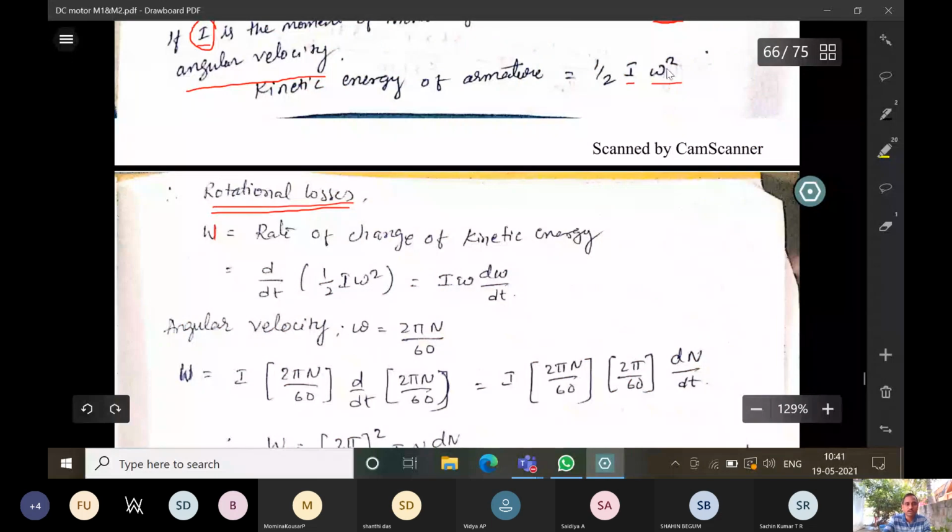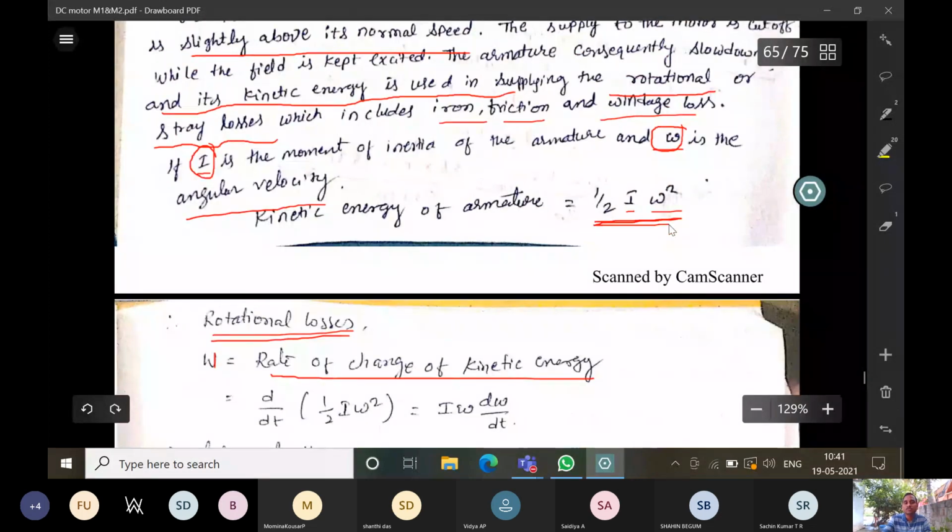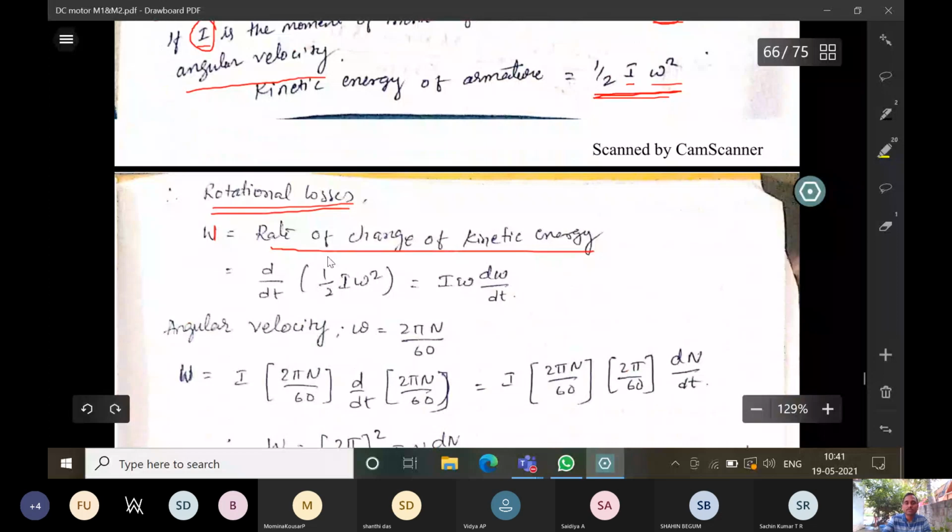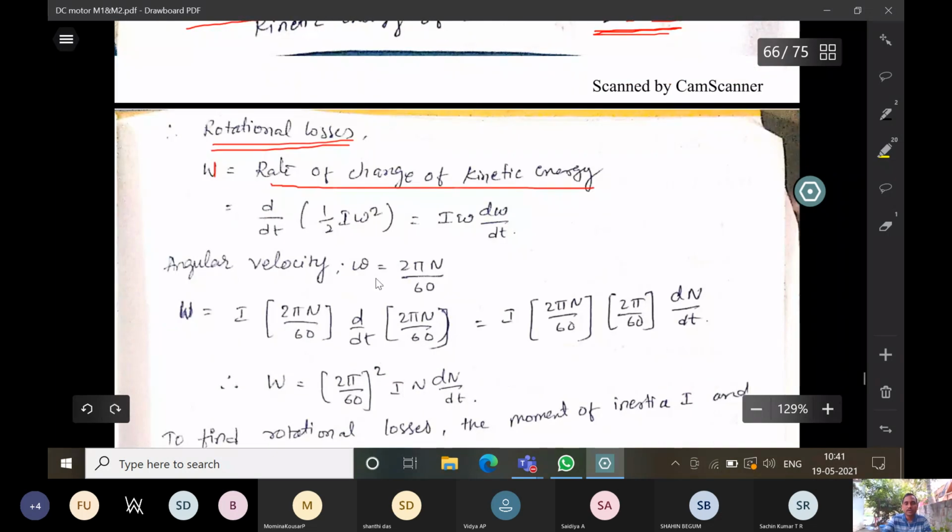Okay, here this is omega, so W is given by the rate of change of kinetic energy. The rate of change of kinetic energy means d by dt of half I omega square. So this gives I into omega into d omega by dt. Therefore, the angular velocity omega is 2 pi N by 60. This is the general formula. So substitute here in the place of omega.